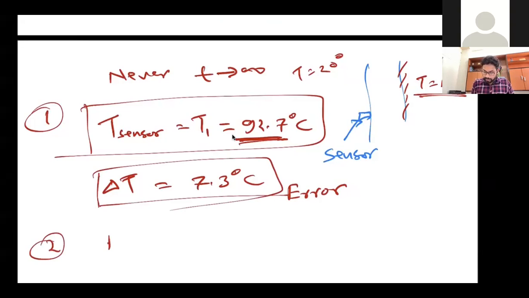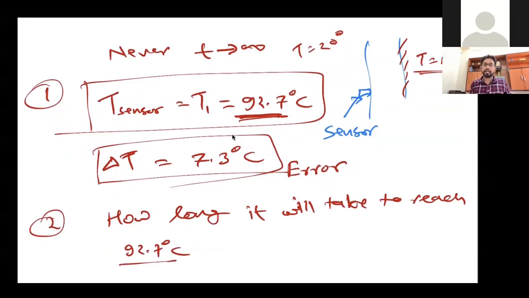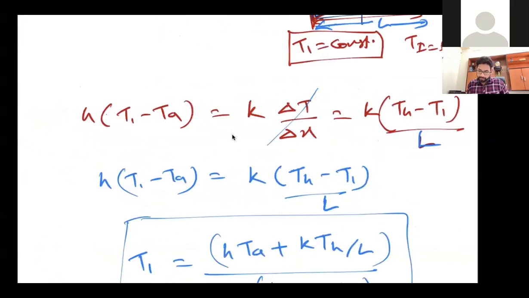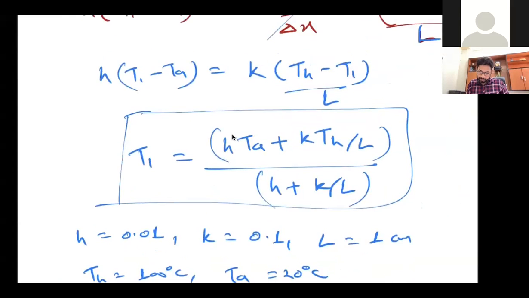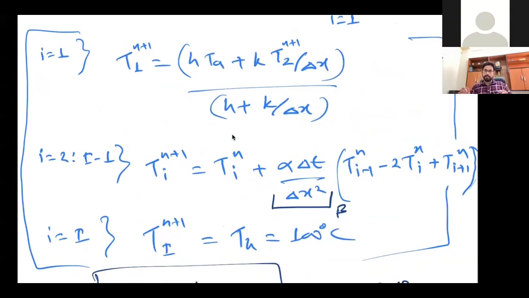And second is how long it will take to reach 92.7 degrees Celsius, right? It is never reaching 100, but let's see at least how quickly it reaches this temperature. And to do that, we need to do some coding or some modeling. So now we will go to MATLAB and we will solve this particular problem that I showed. This one, right? We have got the conditions already, everything is ready. We will go to MATLAB and we will solve it.